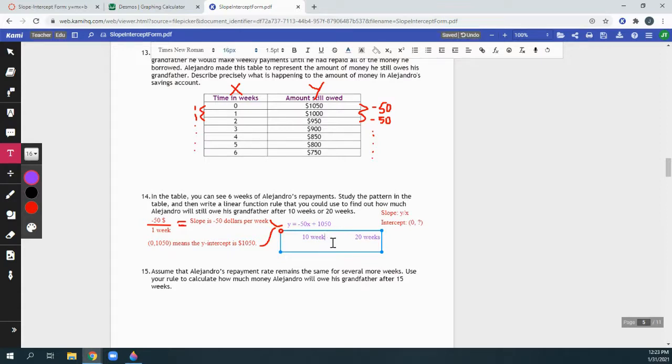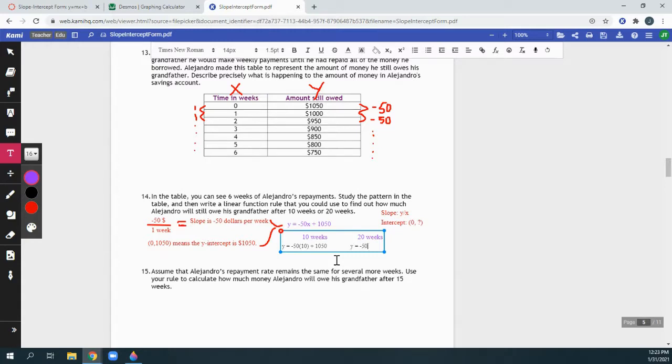10 weeks. If I had 10 weeks, that means that x is 10, because x keeps track of weeks. So I'm going to change x to 10. Y equals -50 times 10 plus 1050. And I go over here and I do the same thing only with 20.